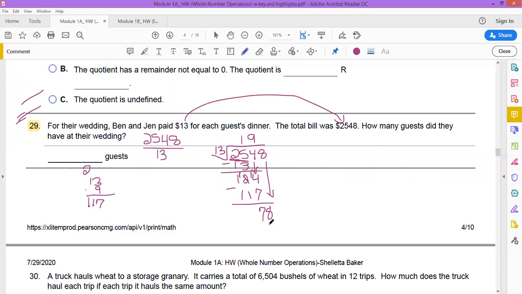Now 13 into 78. 13 can go into 78 6 times evenly. 6 times 13 gives us 78. All right, so how many dinner guests did they have? They had 196 guests.